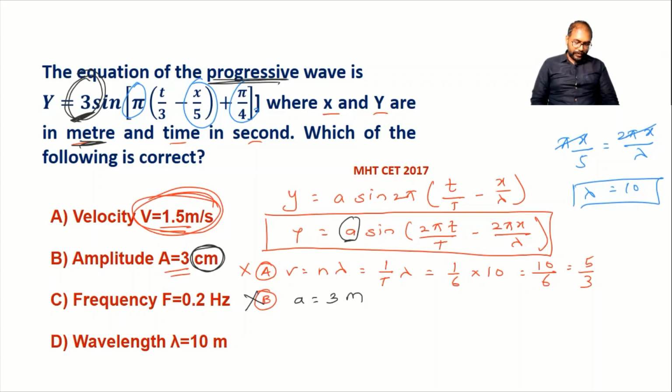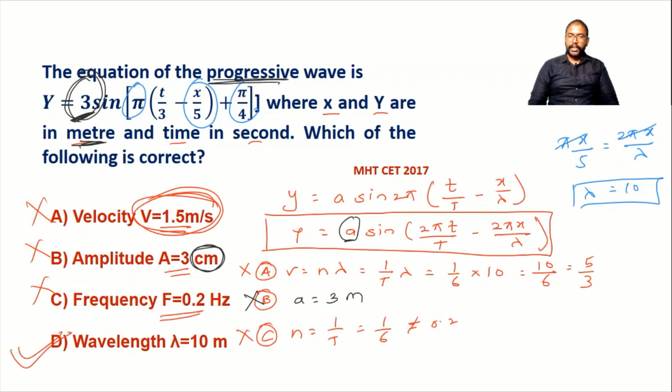Now next one is option C, we also have to check. Option C: frequency is 0.2. Frequency means 1 by T, and 1 by T is 1 by 6. 1 by 6 is not equal to 0.2. So option C is also a wrong option. So which one is the correct? Obviously, if A is not right, B is not right, C is not right, it means D is the right one. You can see wavelength. Here we already obtained a wavelength of 10 and it is in SI, so 10 meter is the right answer for the wavelength.